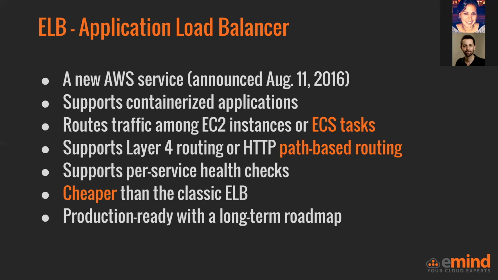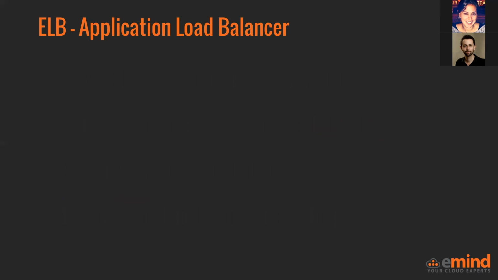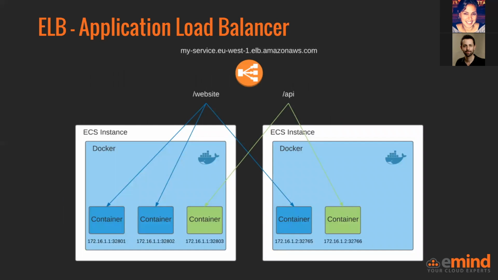The new ALB is production ready, and it has a long-term roadmap at AWS. So I suggest you just give it a try. This is what your architecture might look like when using an ALB. We have a single load balancer routing traffic to two ECS services. Each service has its own path. So one service could be, for example, /website, and the other one could be /API. This architecture is ideal for multiple microservices which belong to the same application.